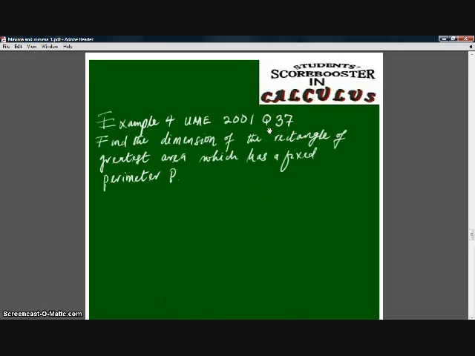So example 4, this is from UTME 2001 and is question 37. Find the dimension of the rectangle of greatest area which has a fixed perimeter. The question is just short, and sometimes the first time you look at it is meaningless. What is this? Okay, so let's see how to go about it.